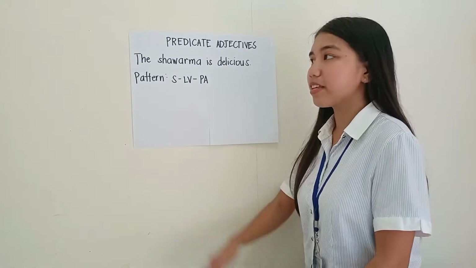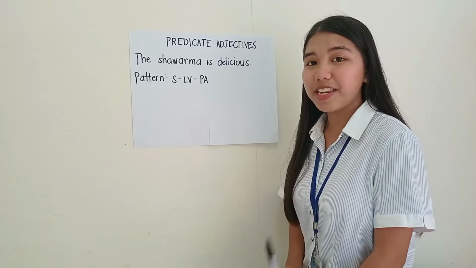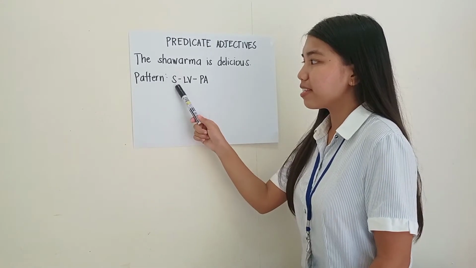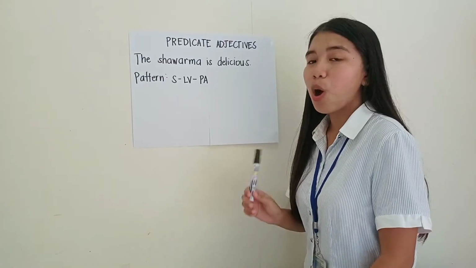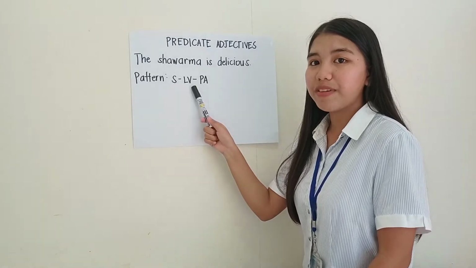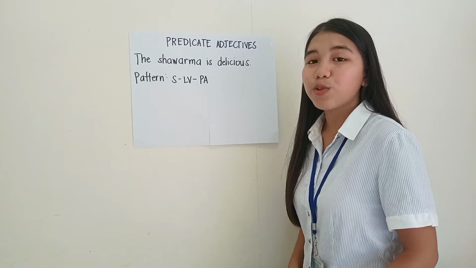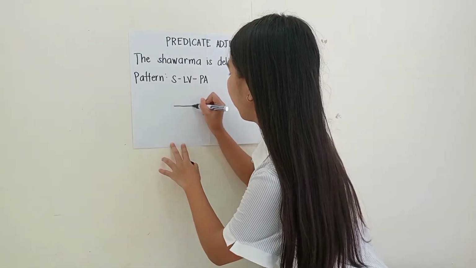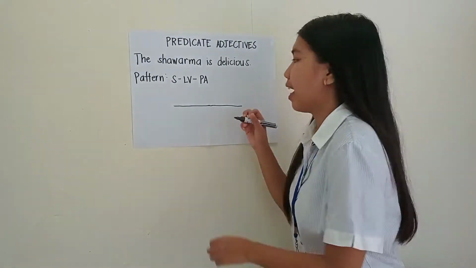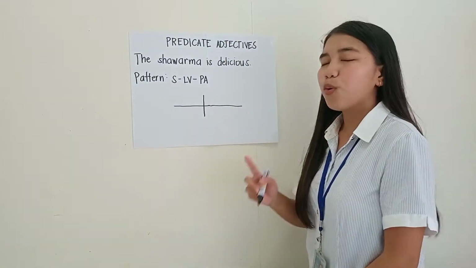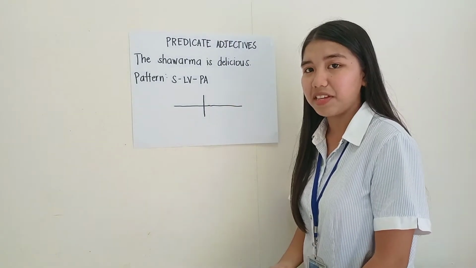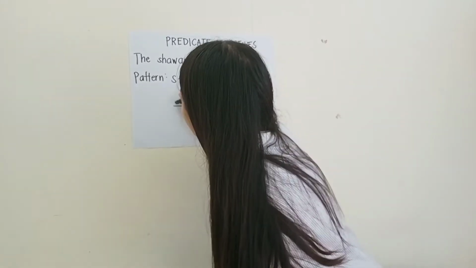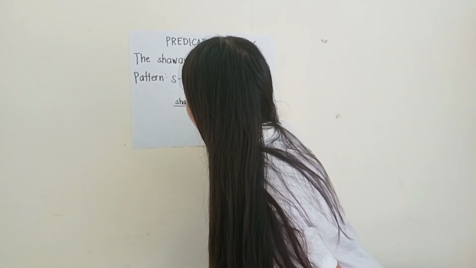So we have here the sentence, the shawarma is delicious. In diagramming sentences like this, we have the SLV-PA pattern, or the subject, linking verb, and the predicate adjective. So in diagramming, we should first draw the horizontal line, we should not always forget this, and the vertical line. So what is the subject here in the sentence? The subject here is the word shawarma. So we should write it here at the left side.